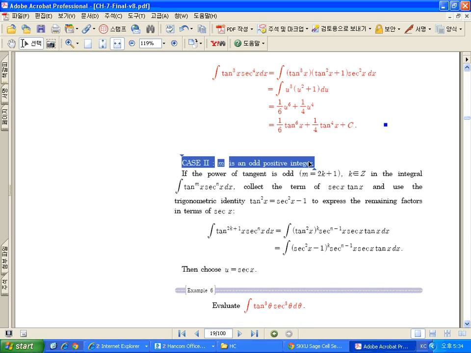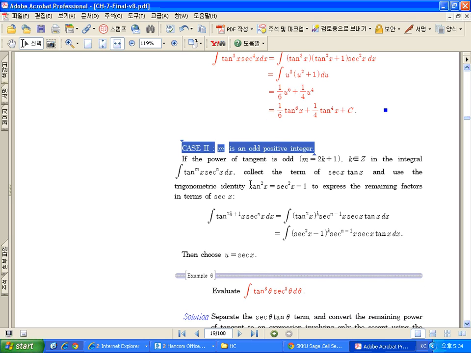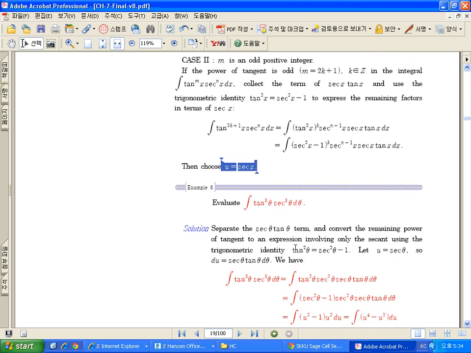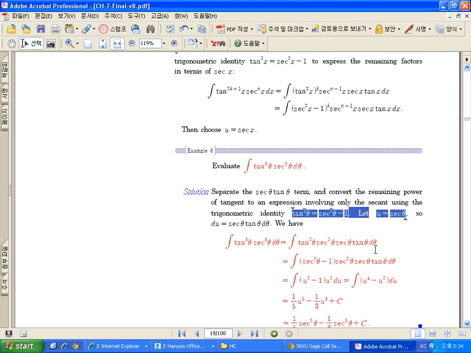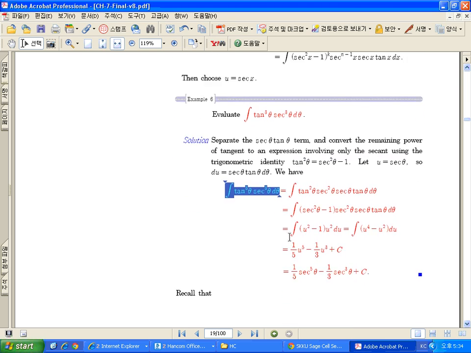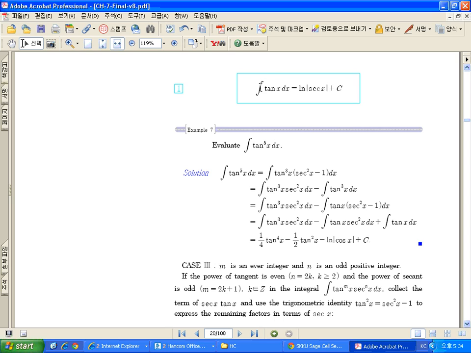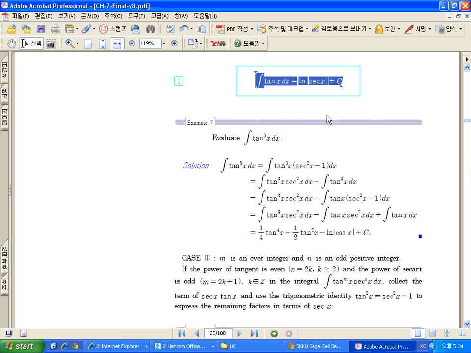If m is an odd positive number, then this substitution should be used, and let u be secant x. Okay, like this, which makes this integration into this simple form to get the answers like this. From there you can deduce a formula that you are familiar with. This is one special case of the above integration.